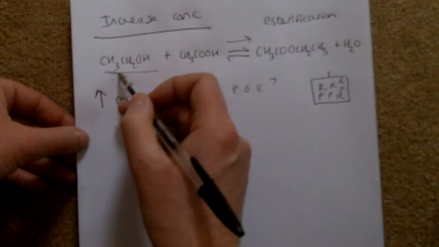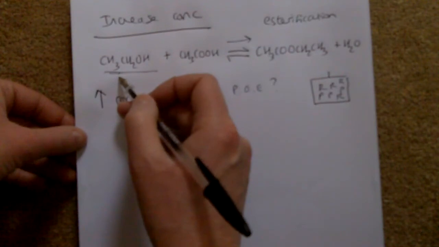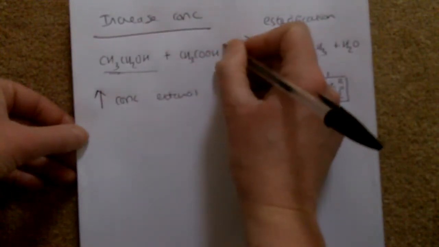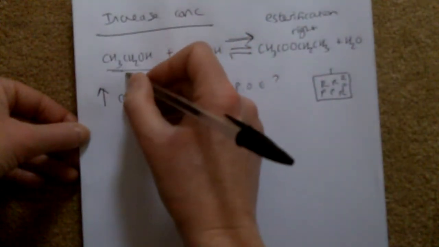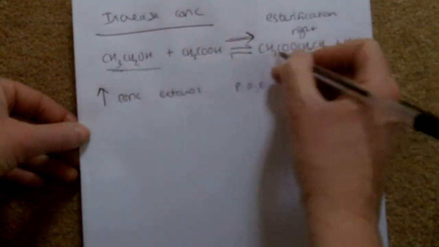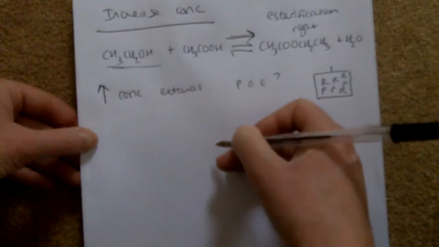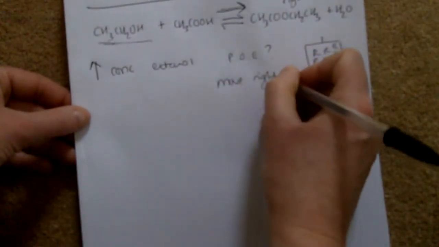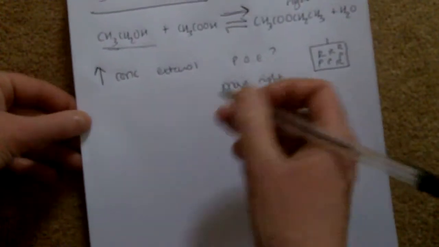We've put more reactants in, so we need to minimize the change. Le Chatelier's principle says that the position of equilibrium will move to minimize the change. The position of equilibrium will move to the right to use up the chemicals that we've added. Let's try something else.